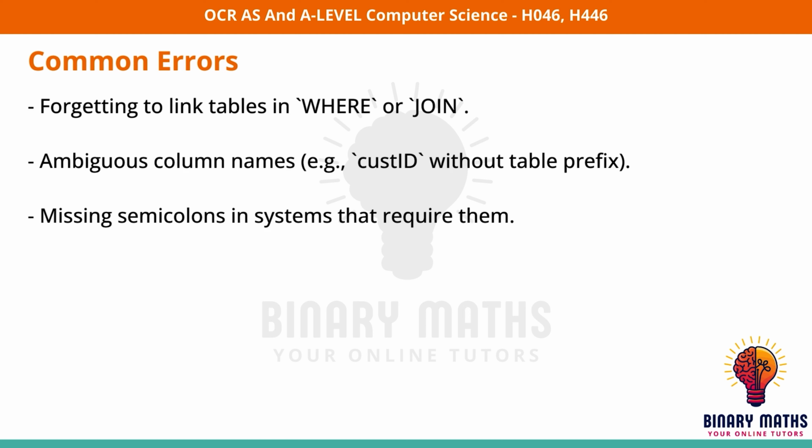Before we wrap up, let's talk about some common errors you might encounter when writing SQL queries. The first, forgetting to link tables. If you're querying multiple tables, you need to make sure they're linked using foreign keys or joins. Ambiguous column names. If two tables have columns with the same name, you need to specify which table you're referring to by using the table.column syntax. And lastly, missing semicolons. Some SQL systems require a semicolon at the end of each statement. Make sure you don't forget it.